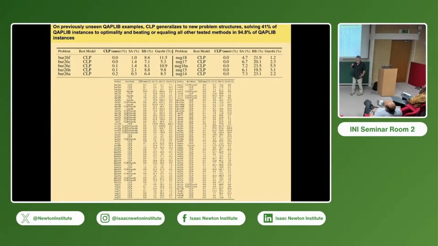There is also a library of benchmarks for the quadratic assignment problem if you're into that. It's called QAPLIB. And here, CLP will solve 41% of those problems, and it will beat or equal all other tested methods in 94% of these instances. Again, in the beginning of this project, I could not imagine an algorithm that would beat anything that a machine could do. I don't think that we can do it now. It is hopeless.